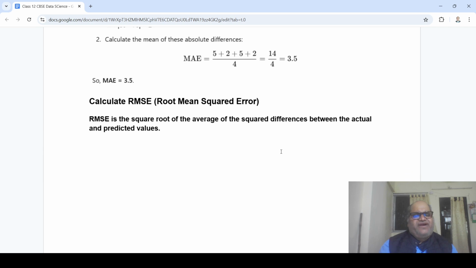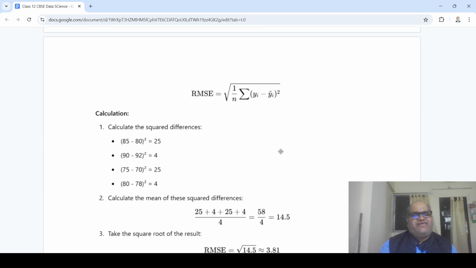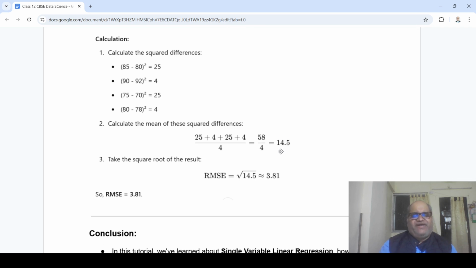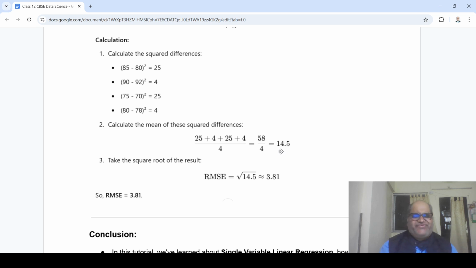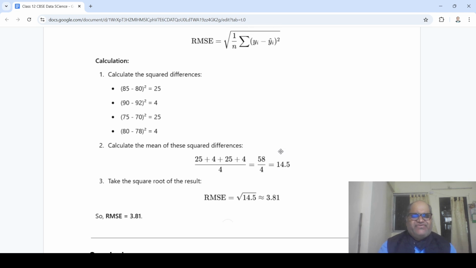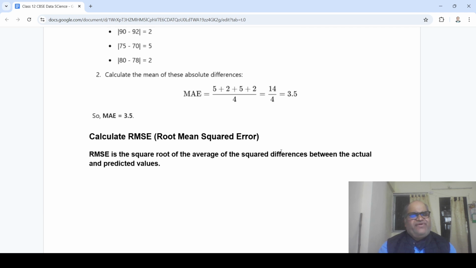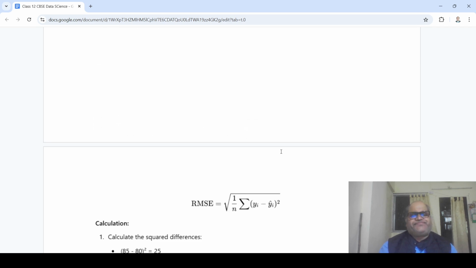How to get root mean squared error? Again, you take the differences, square them. So 5 square, 2 square, again 5 square, 2 square. Sum them up, 58 divided by 4, 14.5. And then you take the square root of it. So 3.81. As you saw in the same example, your root mean square is 3.81, while your mean absolute error is 3.5. So you've got the idea that for the same data points and similar fit, your root mean square will typically be higher than MAE.